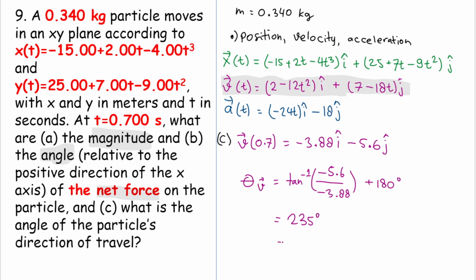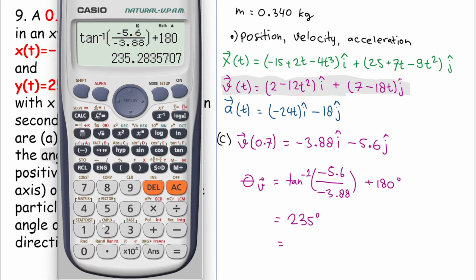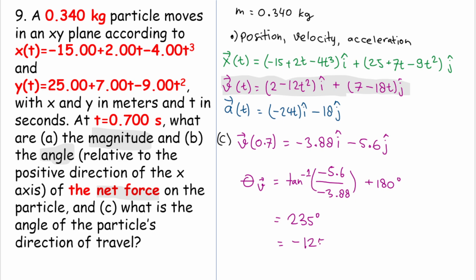235 degrees. Or in the negative notation, I will have 235 minus 360. And that will be minus 125 degrees. You can write it as this or that. And I think that's all for this problem.